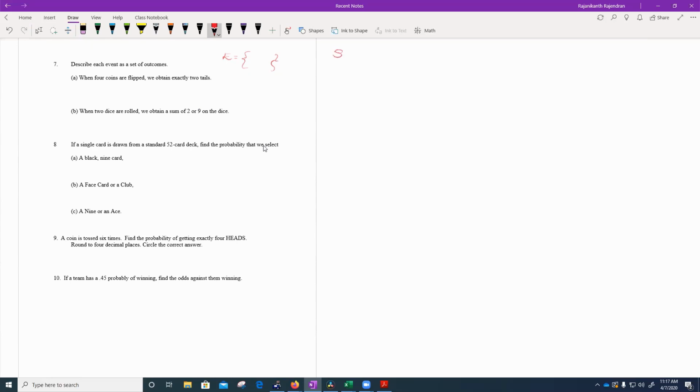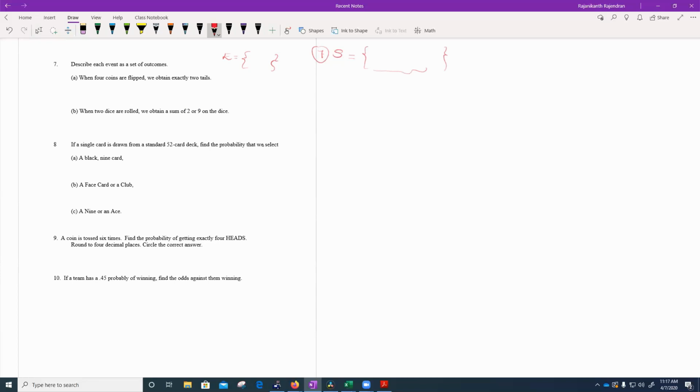Remember, my sample space for this problem, let's see who can tell me how many outcomes I have in my sample space. One of you can give me the answer. Yes? Anyone? How many outcomes do I have in my sample space? The collection of all possible outcomes.